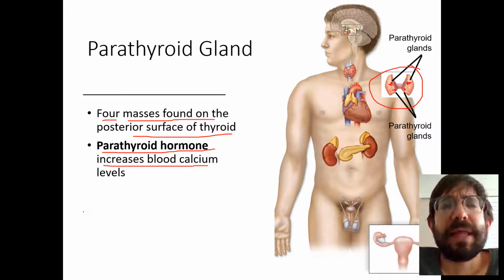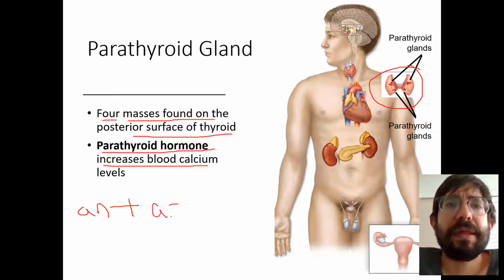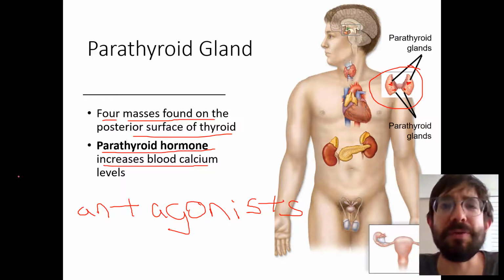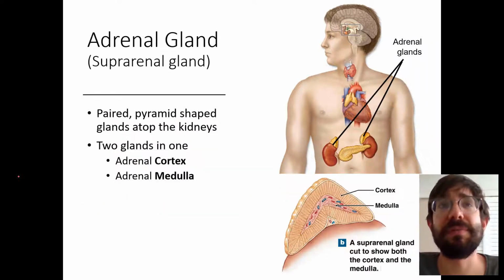You'll get into this more in your lab manual. It talks about this, but when you have these two opposing effects, these are antagonists, because parathyroid hormone has the opposite effect of calcitonin. Okay, we're cruising right through.